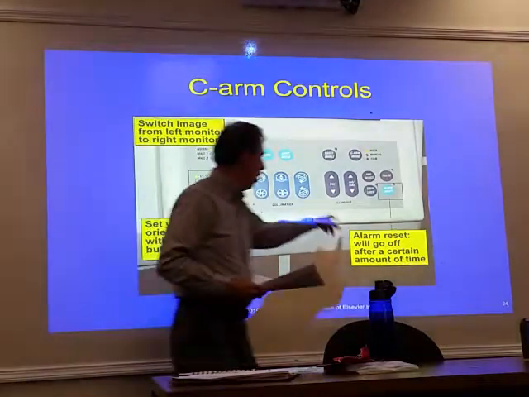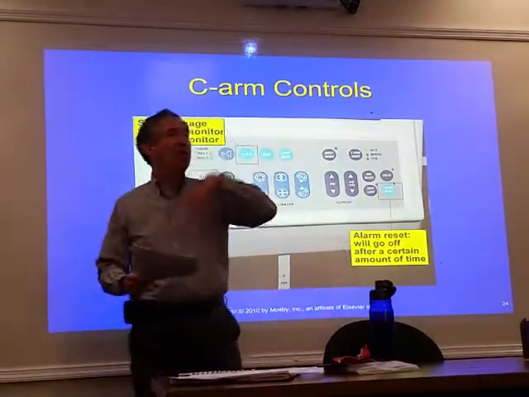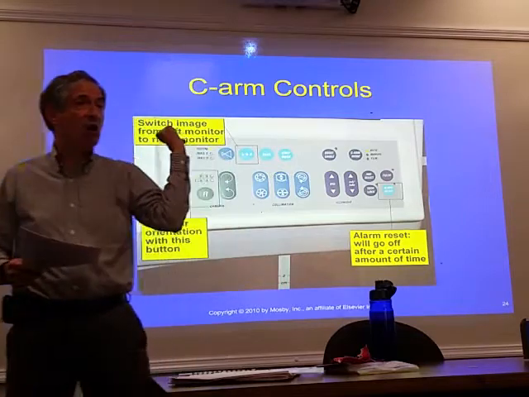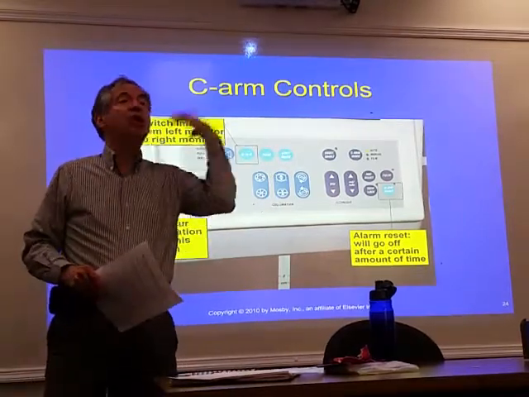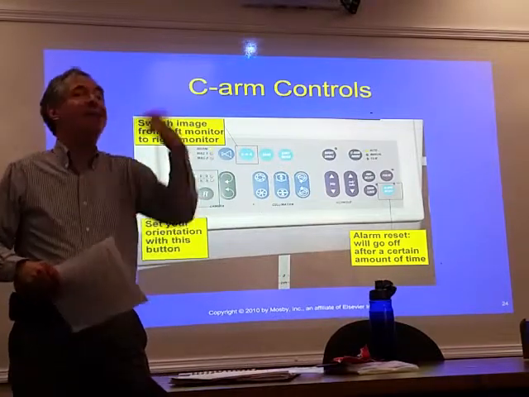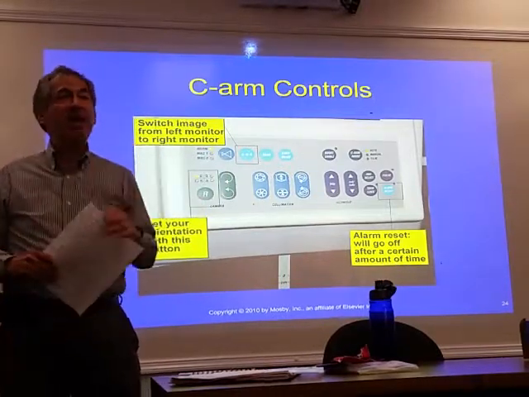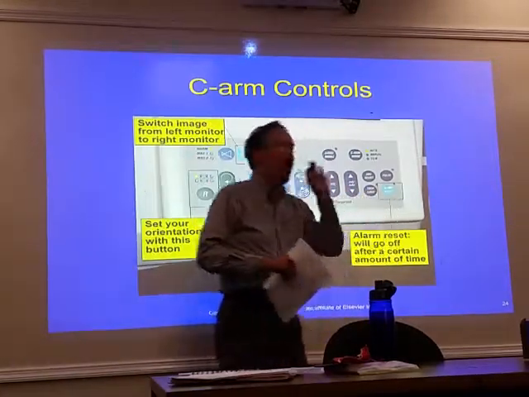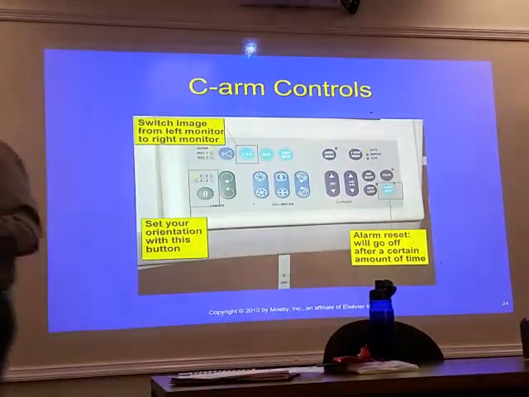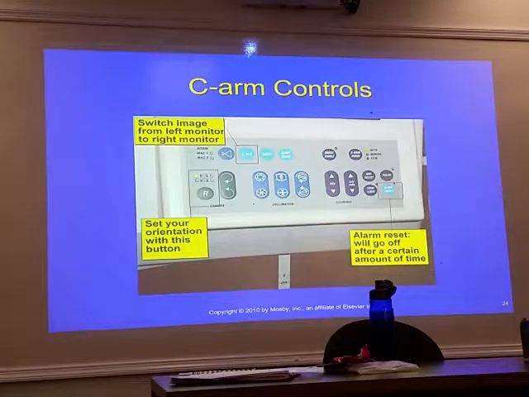And then you have your alarm reset. Usually, Bob, is it every 5 minutes that it goes off? I'm trying to remember. Yeah. So when it goes off, I always would announce that's 5 minutes or 10 minutes because they'll lose track of time. It will go off and you actually have to hit it and reset it. So it's just a nice mechanism to let them know that they're irradiating the heck out of that patient.